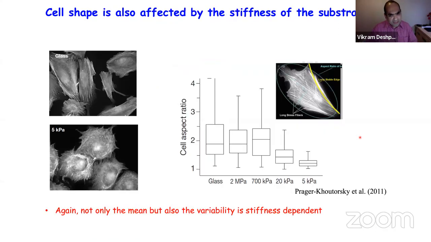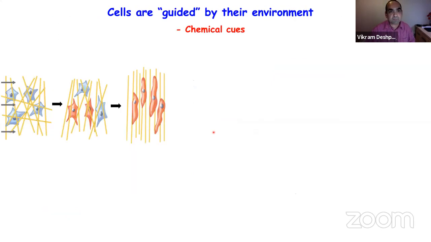Similarly, the shape that the cells take on the substrate is also stiffness dependent. So if you look at the aspect ratio, what do you mean by aspect ratio? You put a best fit ellipse around the cells, and you look at the ellipticity of the ellipse, the ratio of the major axis to the minor axis. You see that the aspect ratio of the cell increases with increasing stiffness of the substrate, but so again does the variability in the response. And this variability is something that I'm going to keep coming back to because this is very critical.